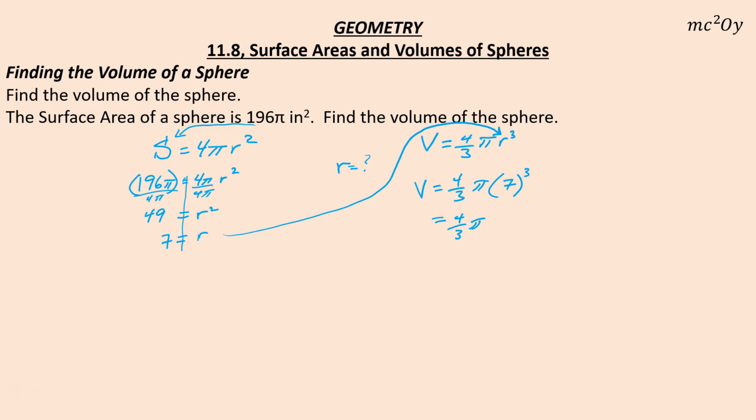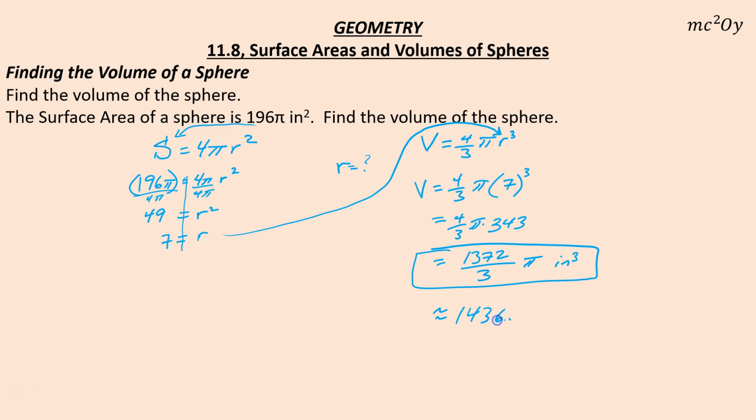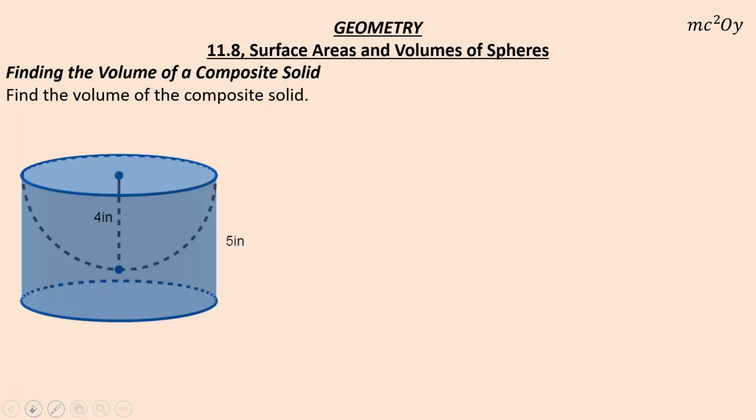Actually, let's go ahead and multiply. 7 to the third is 343. Well, 4/3 times 343 is 1372 over 3 pi. That is my exact value for the volume. It's in cubic inches. My rounded value, I do the math there, is 1,436.8 cubic inches, rounding to the nearest tenth. All right. So really just a lot of substituting in and knowing what you're looking for and how to find what you need.